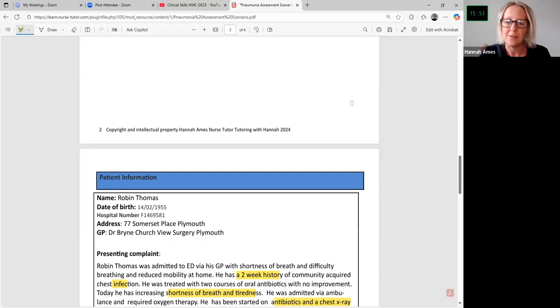So I'm just going to start with A for airway. So I am going to confirm, Robin, that you've been talking to me in full sentences, so I know that your airway is patent and clear and there's no signs of visual obstruction. Just going to go and get the rest of my observation equipment here. So I'm just going to do a hand hygiene here because I had touched the patient. And I'm going to go and get my observation machine.